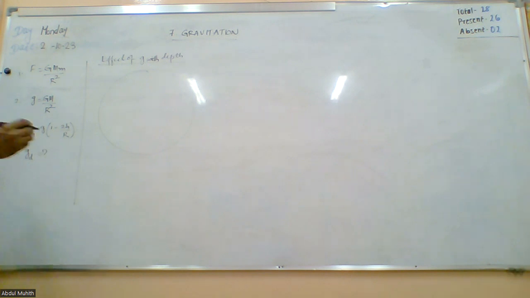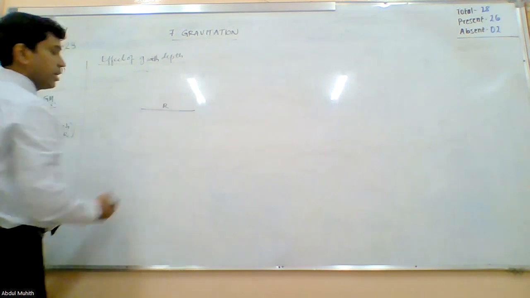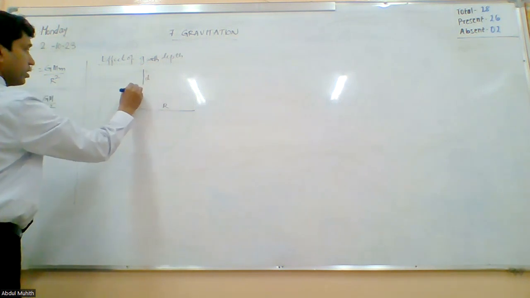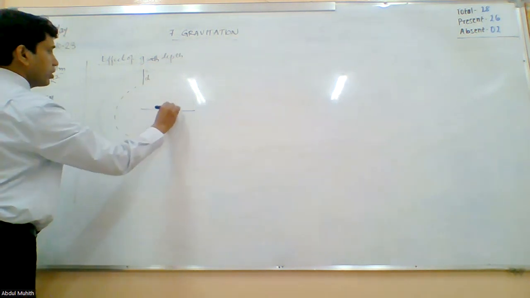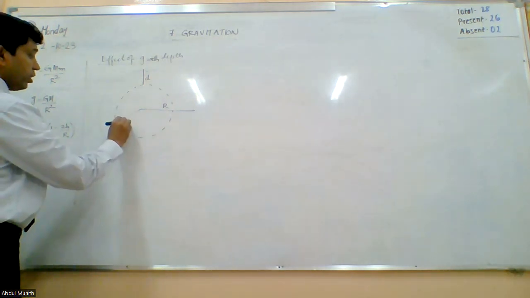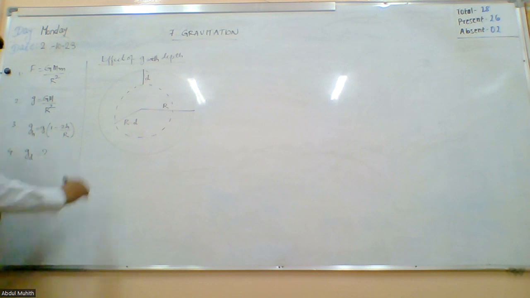Now see, this is the Earth whose radius is R. Now I'm drilling and going inside the ground, maybe to a depth of d. Now there is a new Earth whose radius is less than R. So let this be R minus d. Clear? So now what is the formula?